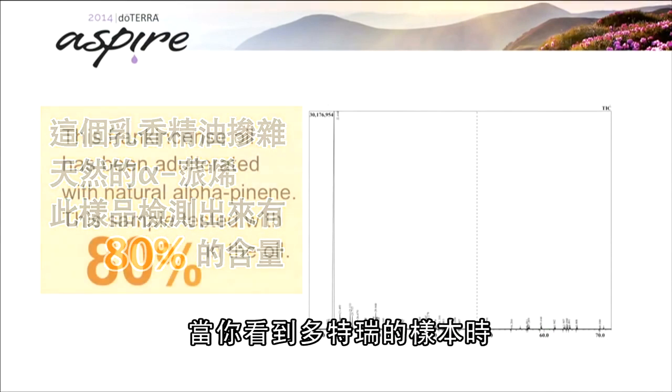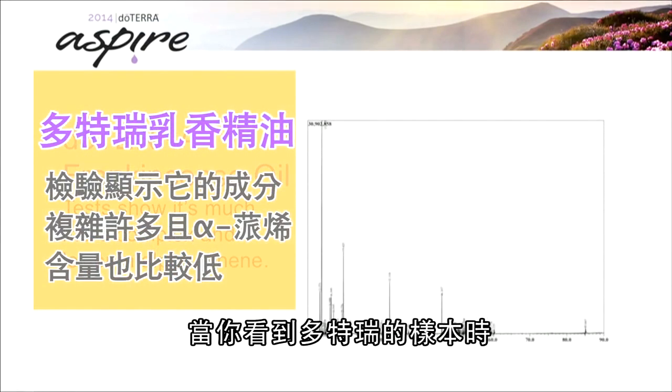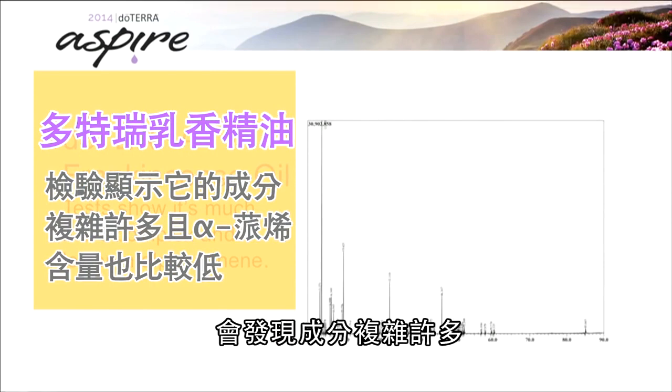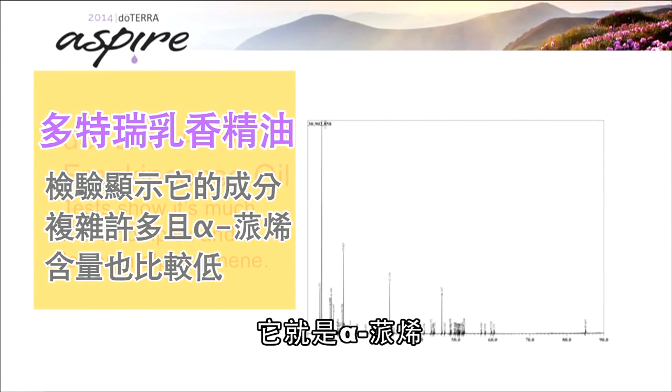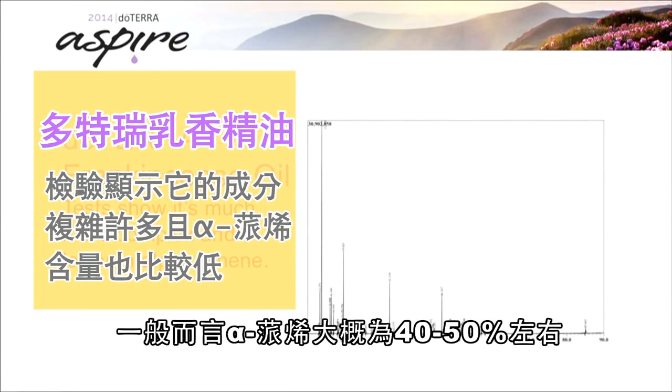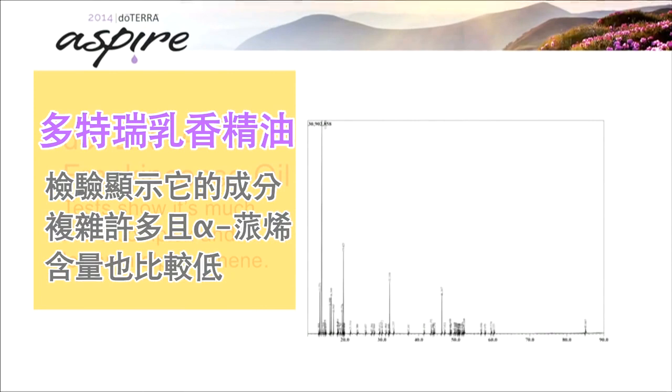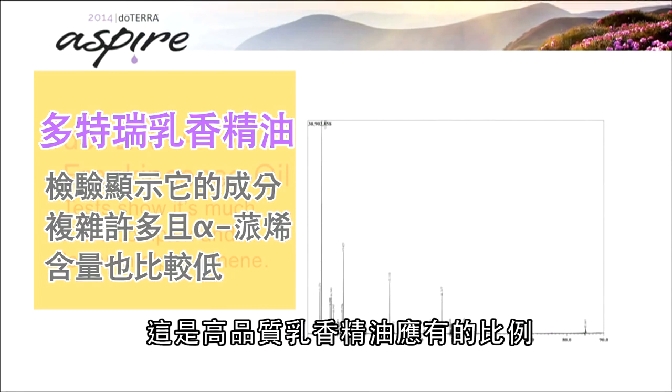When you look at a sample of the doTERRA frankincense, we see it's much more complex if you look at the other peaks there relative to the main peak, which is alpha-pinene. And alpha-pinene typically will range 40 to 50%, let's say. And this is where it should be for a good quality frankincense.